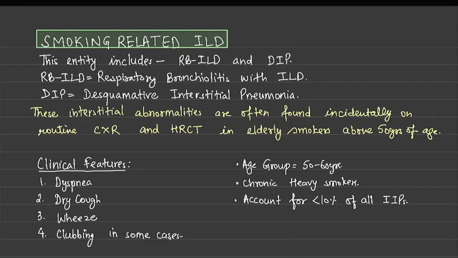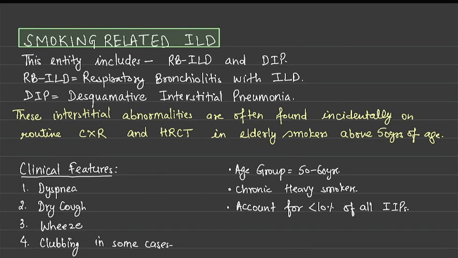In this video, we will be discussing smoking related ILDs. We should understand that there are many interstitial lung diseases, many entities under ILD which are related to smoking. But under this heading of ILD, we basically study only two ILDs. One is respiratory bronchiolitis associated ILD and second is desquamative interstitial pneumonia.